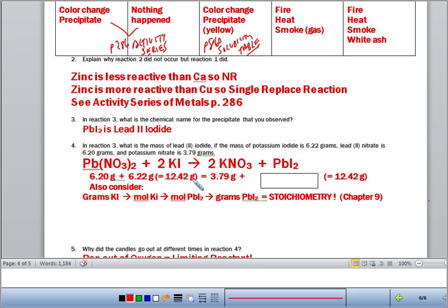Well, what you know is that the mass on the reactant side of the equation has got to equal the mass on the product side, right? Everybody know that? So what's the answer?